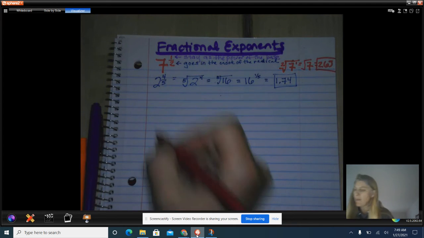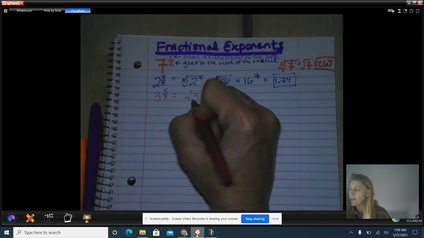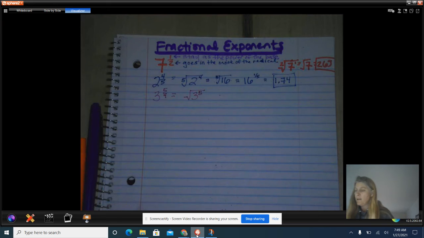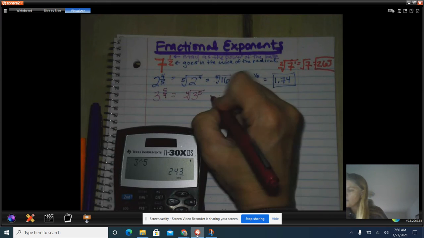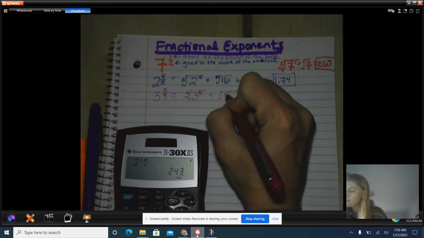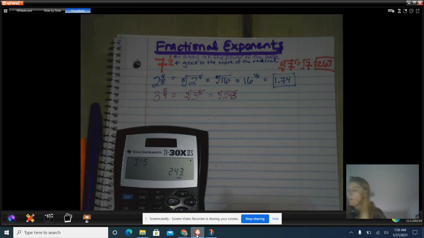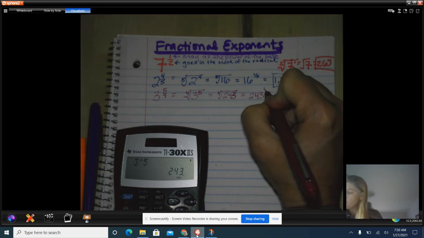So let's go ahead and take a look at 3 to the 5/4 power. So once again, as we rewrite it, we put the base underneath. Our numerator stays with the base, and the denominator goes into the crook. Now, if we were to go ahead and find 3 to the 5th power, that would be 243. So we could rewrite this as the 4th root of 243. We could also go the other direction and rewrite this as 243 invisible 1 to the 1/4 power.